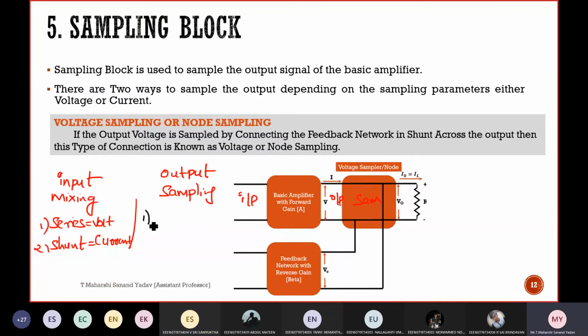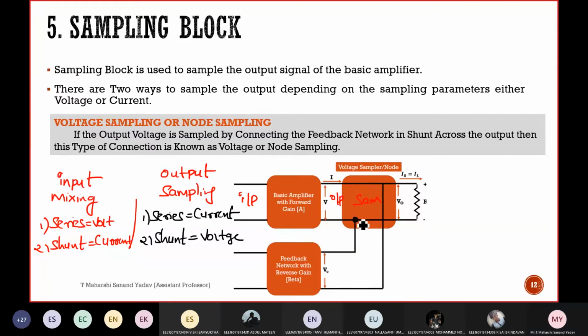Now here it is reverse. If it is series sampling, then it is current. Suppose if it is shunt sampling, it is called voltage. So remember only the input part so that you can reverse it.